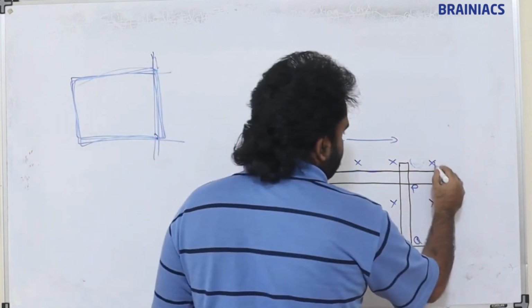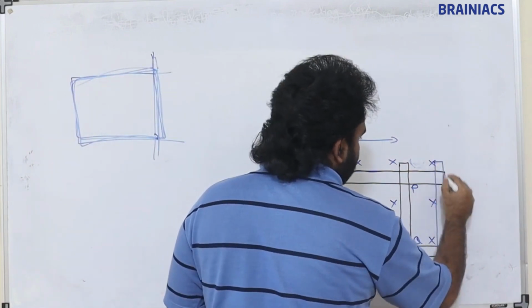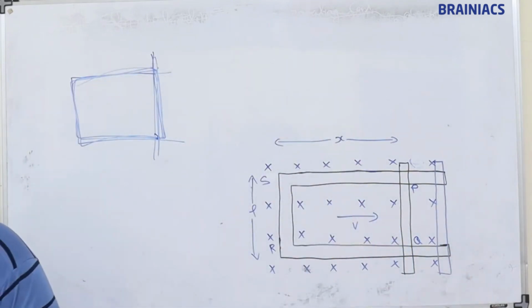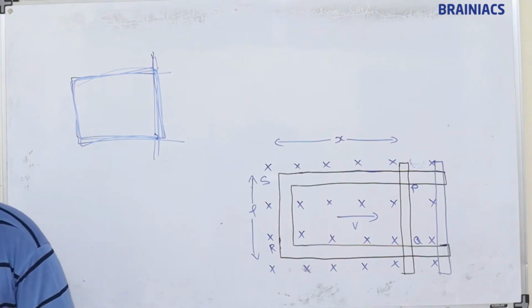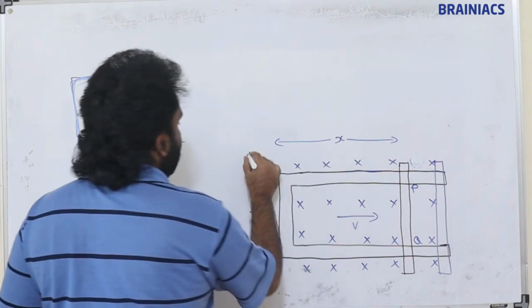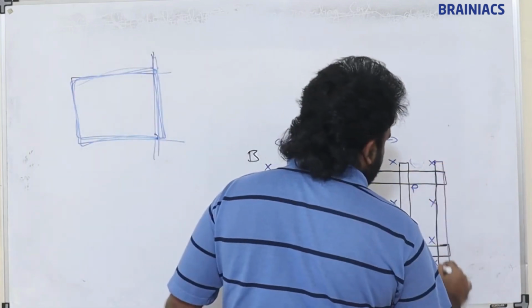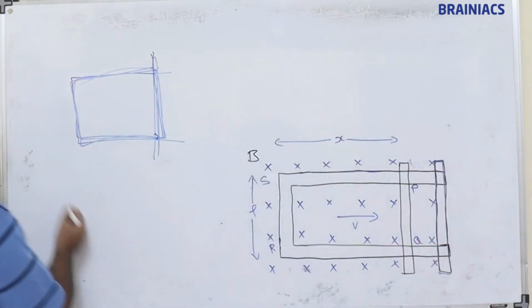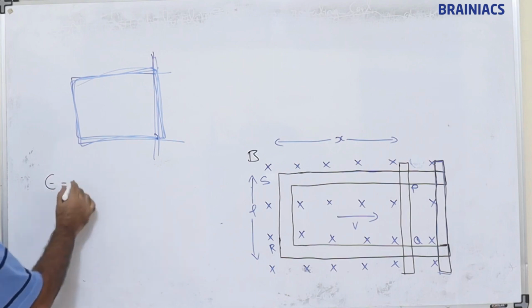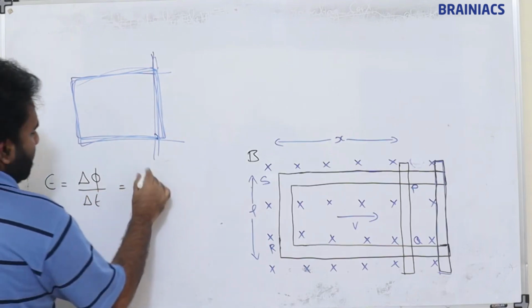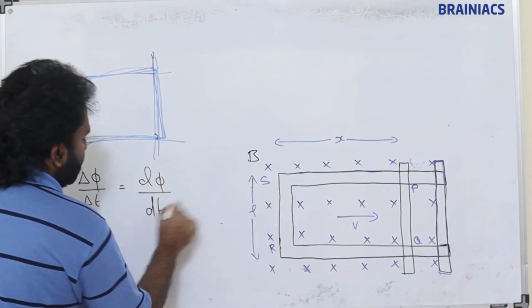So we could say that now suppose this is the position of the conductor. Now what is changing here? The magnetic field is constant. B is constant. We don't change the magnetic field. So for EMF to be induced, what should happen? There should be a change in flux, or we can say that dΦ/dt should happen.